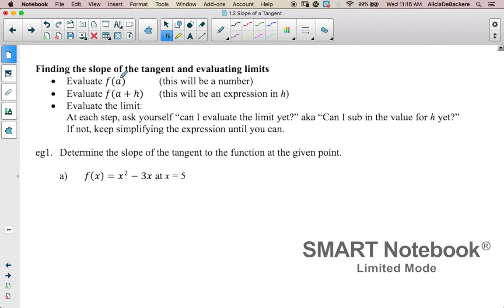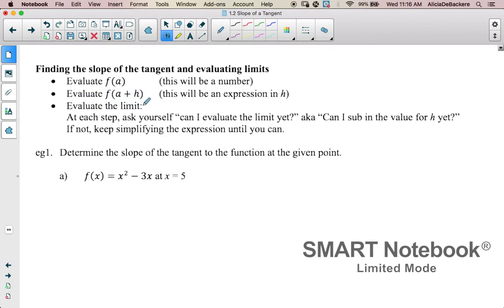First, we're going to find f at a. So find the y value for the x that you care about. This is going to be a number because they're going to give you an x value. Then we're going to evaluate f at a plus h. Now, h is that value that's shrinking and getting closer and closer to 0. I don't actually have a value for it in this course. We're not using 0.01 anymore. So this is going to be an expression in h every time. There's going to be a variable.